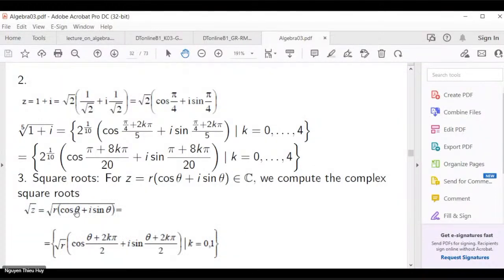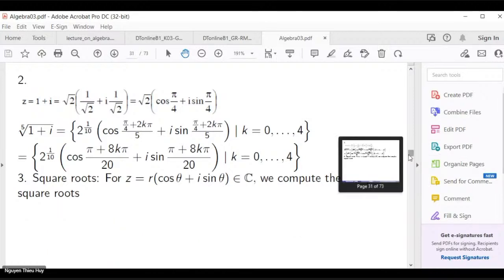So we have the square root of r times cos theta plus i sine theta. By the formula above, we have the real positive square root of r, and then cos of theta plus 2k pi over 2 plus i sine of theta plus 2k pi over 2, where there are only two values, corresponding to k equal 1 or 0. And what happened?